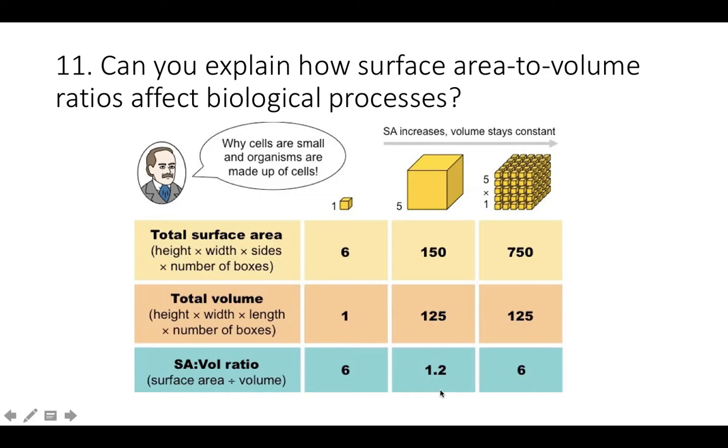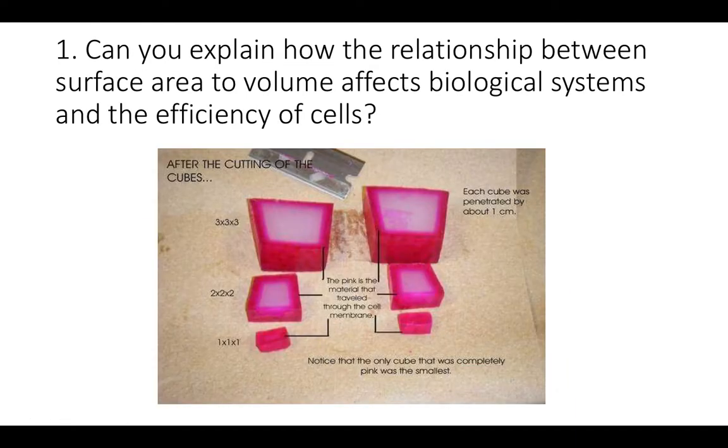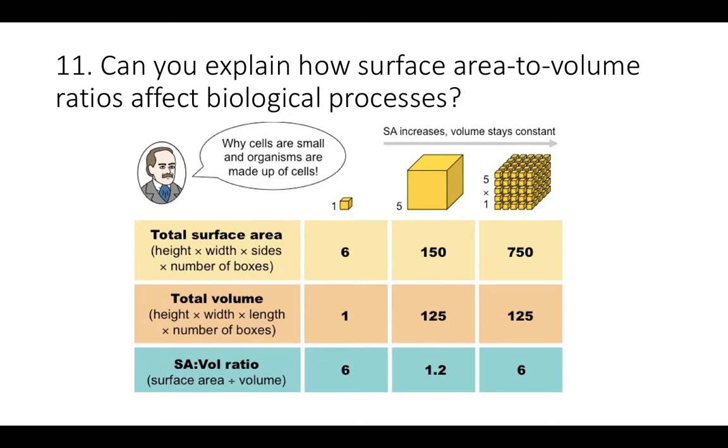Let's say we were trying to get oxygen or nutrients, anything that we need to get into the cell in order to do any sort of biological process. Well, in a large cell like this, it would take a really long time for those materials, nutrients, matter, to diffuse through the cell. That's why we have so many little cells, because then we have a really high surface area to volume ratio. So essentially for both of these questions, 1 and 11, having a high surface area to volume ratio will speed up the rate of biological processes.